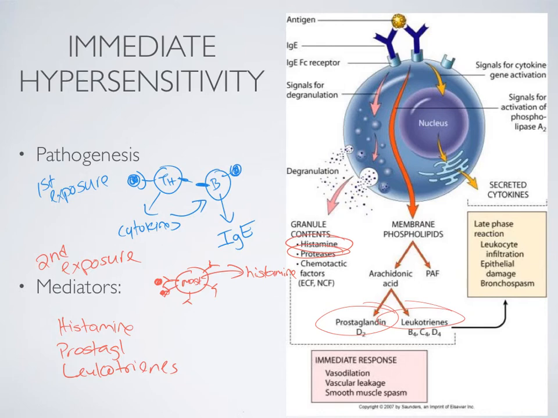So we use drugs all the time that are interfering with this pathway to try to calm down this hypersensitivity response. For people with asthma, one of the best asthma drugs is a leukotriene inhibitor. So to try to prevent that bronchial spasm, you can block this pathway as well. So those are important mediators. And again, this happens immediately after exposure to that antigen, but only on the second exposure.